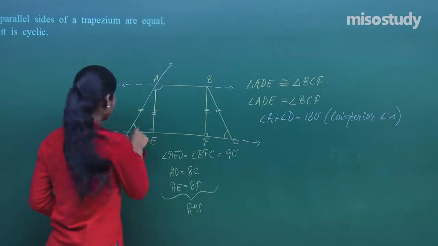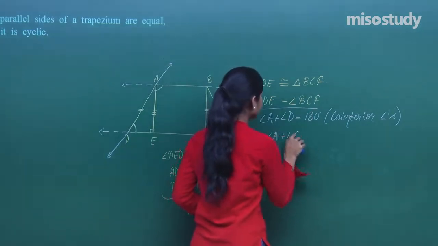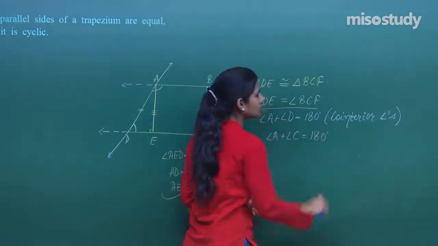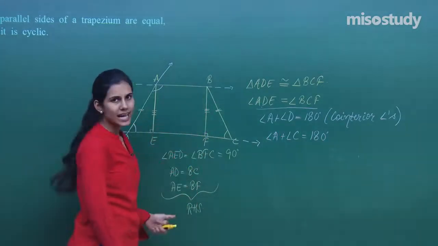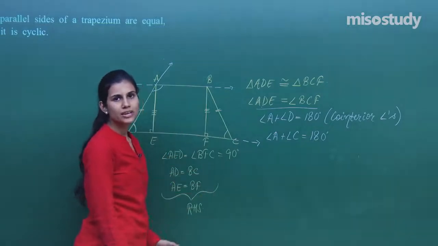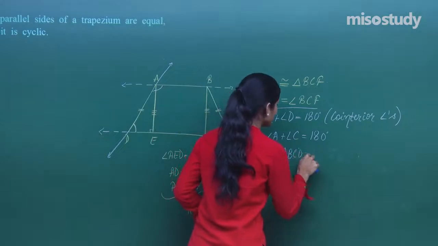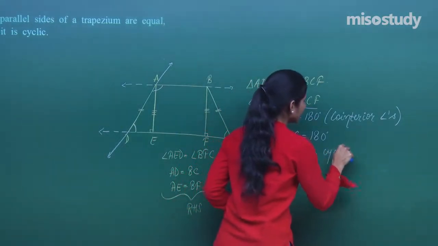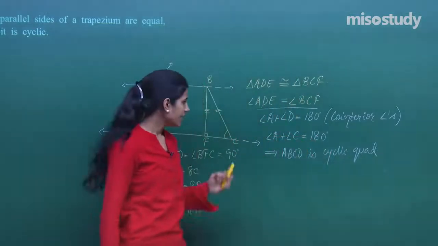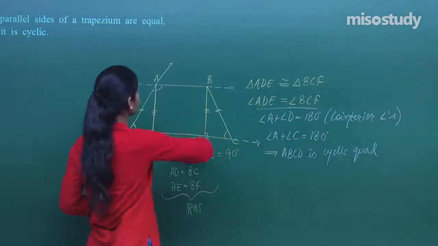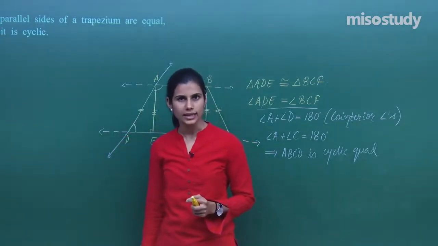Right? But angle D is same as angle C. So you will have angle A plus angle C is 180. The moment in a quadrilateral one pair of opposite angles is supplementary, that quadrilateral is a cyclic quadrilateral. So you have ABCD is a cyclic quadrilateral. We have proved this in our theory section. Fine. And so I have proved that this trapezium would actually be sitting inside a circle. All the four vertices of the trapezium will be concyclic.